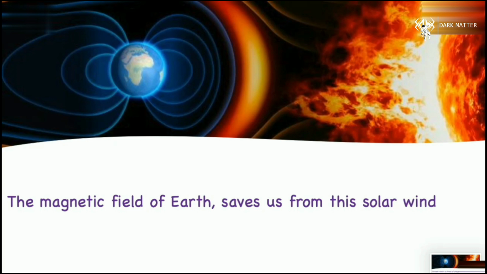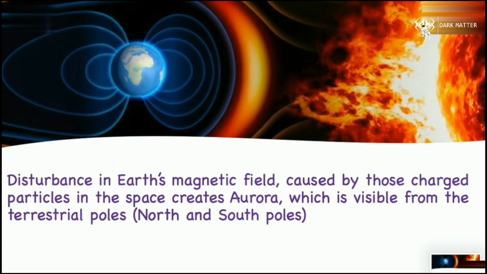The disturbance in the earth's magnetic field caused by those charged particles creates the aurora. You all know about the aurora, and it is visible from the terrestrial poles, that is, the north and south poles. So that is solar winds: charged particles with huge kinetic energy that are emitted from the corona.